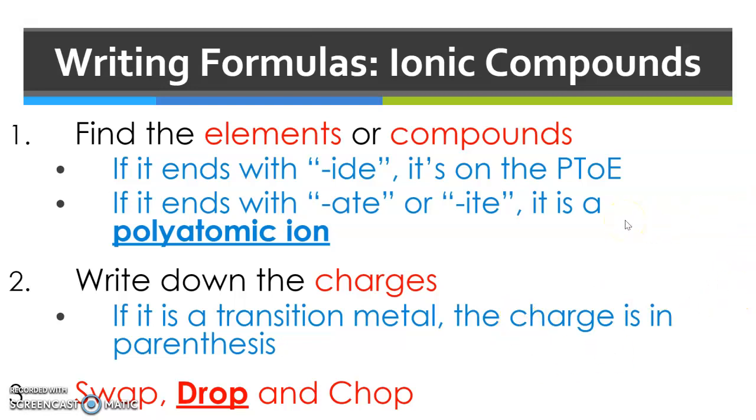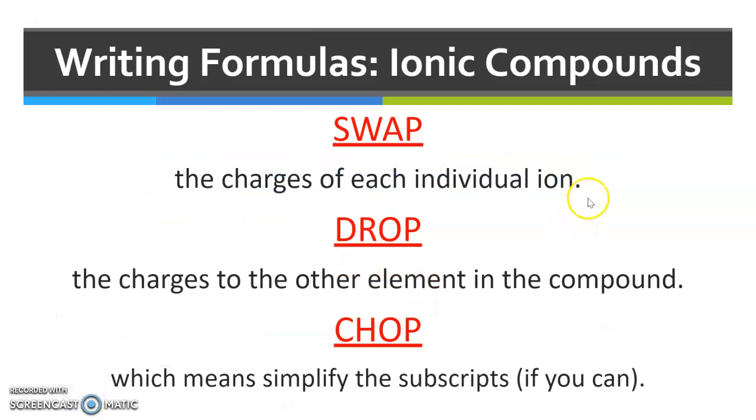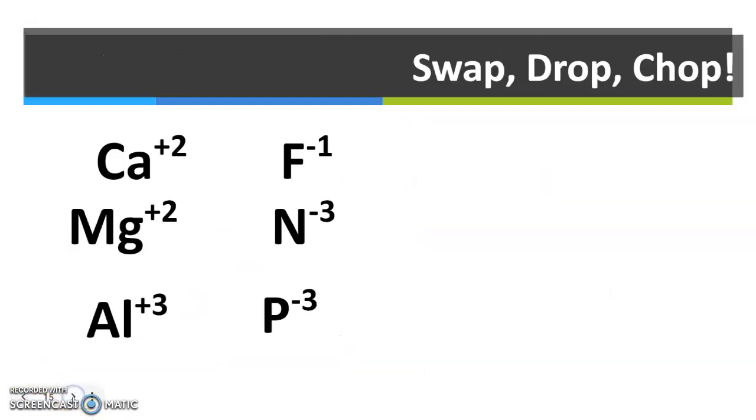So all you guys have to do today is, number one, determine the charge of the ion, and then you're going to swap, drop, and chop those charges, okay? Don't even worry about the transition metals. I probably should have taken this slide out because I was going to break this down. But basically, we're swap, dropping, and chopping the charges. So we're going to swap the charges of each individual ion. We are going to drop the charges to the other element in the compound, and then we're going to chop, which means to simplify the subscripts. So like if you've got 2 and 4 in your subscripts, those can be simplified by a factor of 2, okay? So how do we do this?